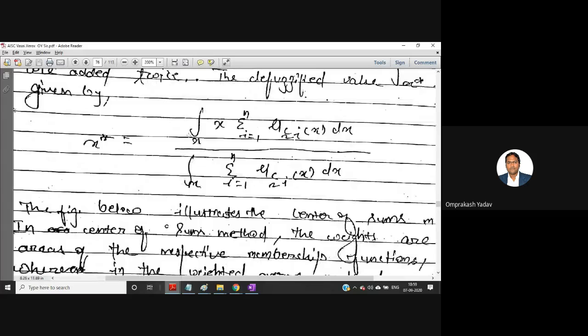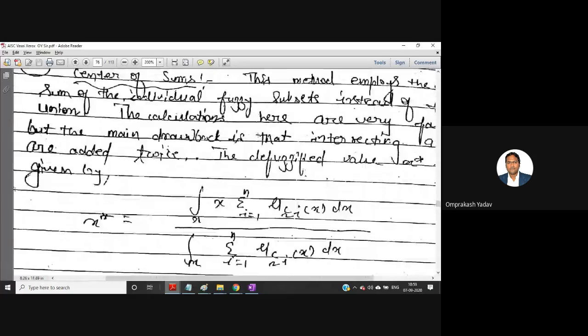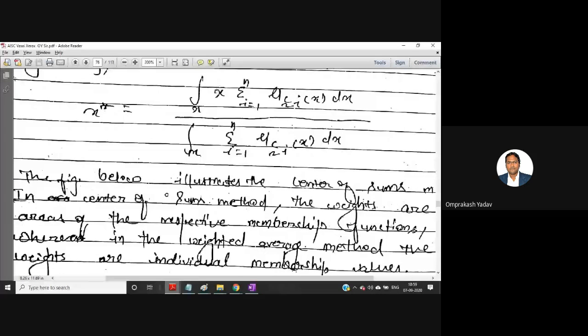And if you see this particular formula, here, first the area summation is taken, so that it will have the entire area, and then after that multiply with the x and then take the integration. So there is a little bit of difference between this method and the previous method. First the sum is taken and then the integration is there.